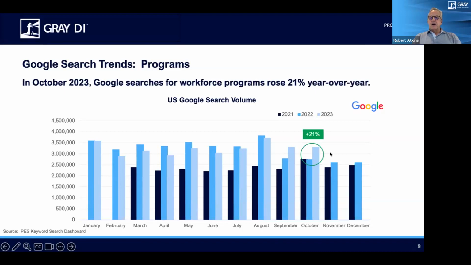What's happening right now? Well, we're up 21% in Google search volumes in October of 2023. Very substantial increase. And it's the beginning of a trend: we were up in September, we're up in October, and more or less even for a few months before that. But generally speaking, this year we've been behind, which is a bit of a worrisome indicator, and you'll see in a moment that it's flowed through to enrollment as well. But a positive sign looking forward, that things may be on the mend.